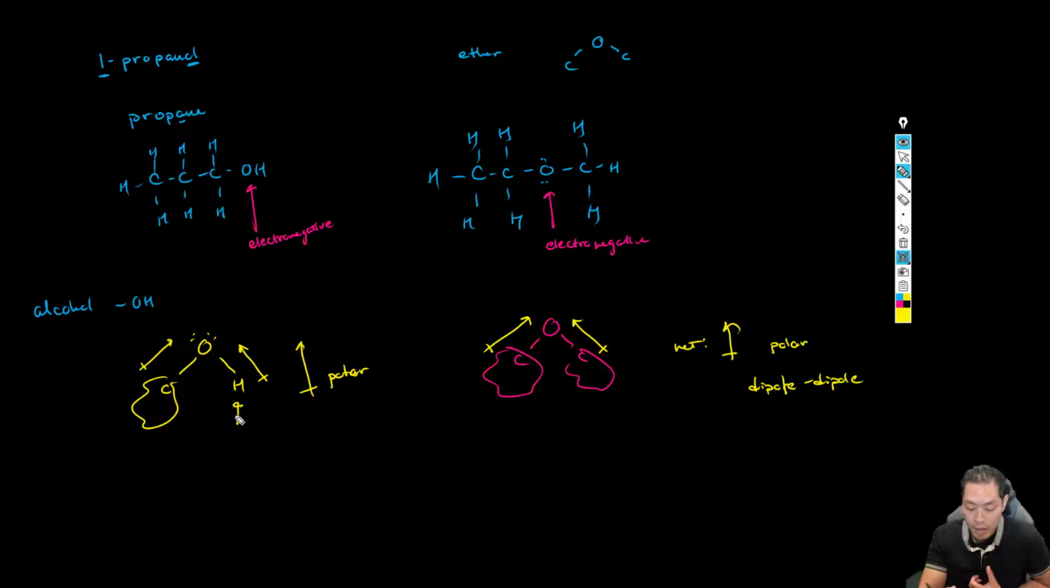Here, even though it's still polar, you have a special case because you have hydrogen. So whenever you have oxygen and hydrogen, nitrogen and hydrogen, or fluorine and hydrogen, you're going to have a stronger dipole, and a special case of it is called a hydrogen bond. So this is a dipole as well.